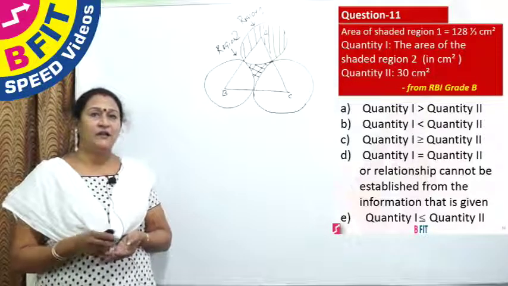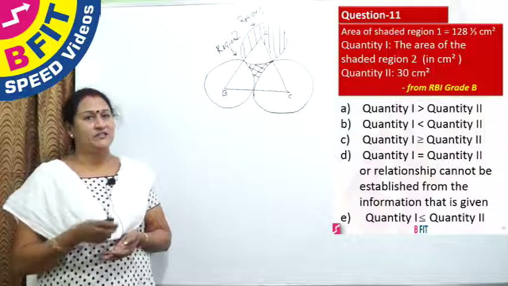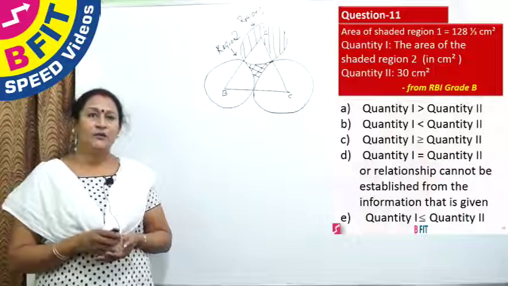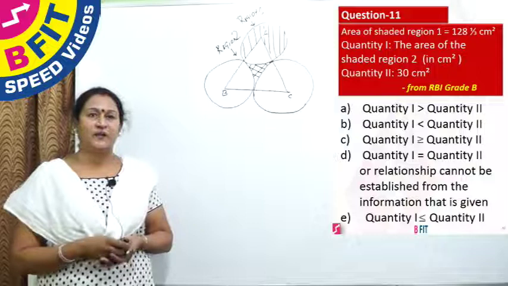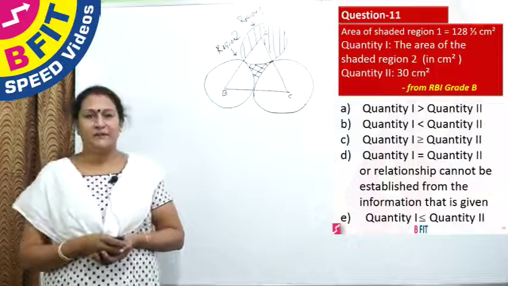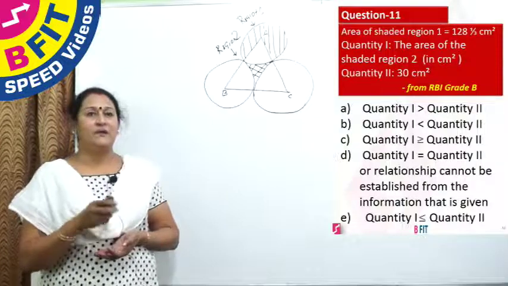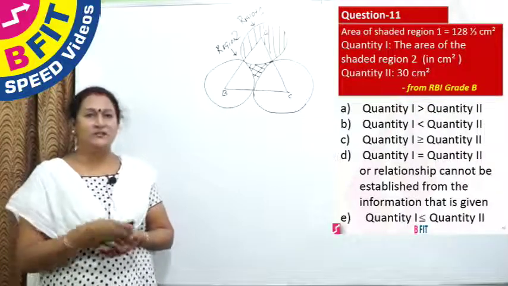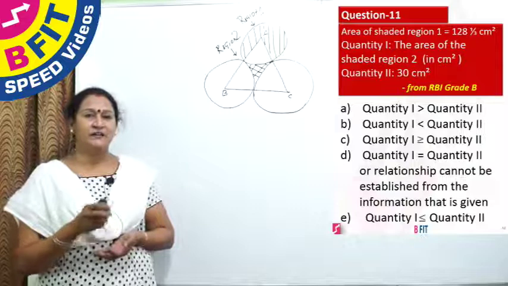Quantity 1 is the area of the shaded region 2, which is seen in the figure. Quantity 2 is 30 centimeter square. This question is taken from RBI Grade B. We have to find quantity 1, and quantity 2 is given, and check which is greater.